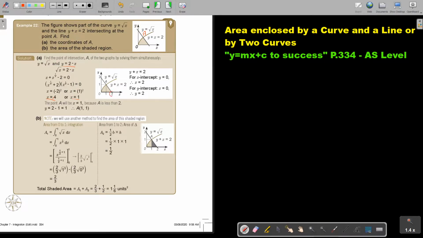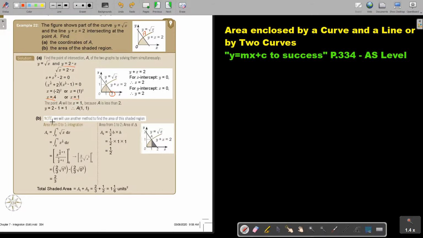But because A is before 2, I know the point A will be x equal to 1, because A is less than 2. If the curve goes around like this and the line, then it will cut again there at 4. Okay, but it's not happening in the sketch. So the point A will be 1, and if I take this 1 and substitute it in any of the equations, I think that one is the best, 2 minus 1, I get 1, and there is my point.